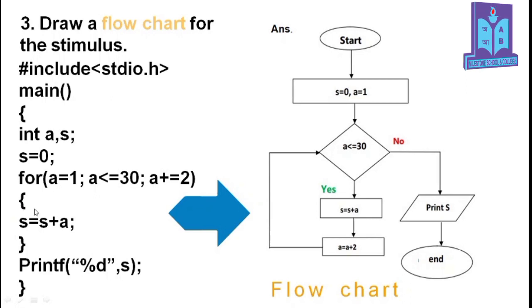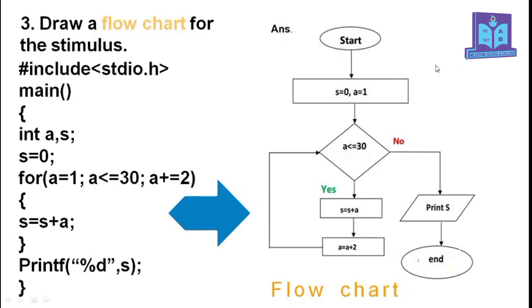Then if yes, the condition is satisfied: s = s + a. This statement is s = s + a, right? And another statement remains from this stem: a += 2. And a + 2 rolls back to this check area until this condition is not satisfied. If no, then print s, and end. If you write this flowchart appropriately, you obtain 3 marks.